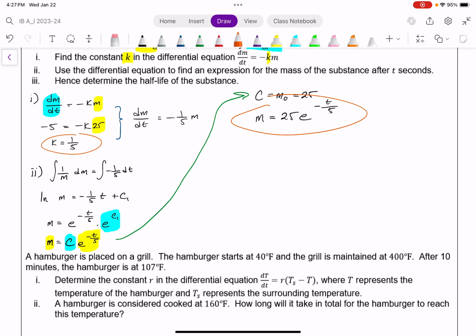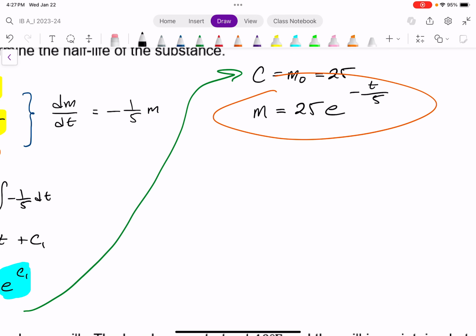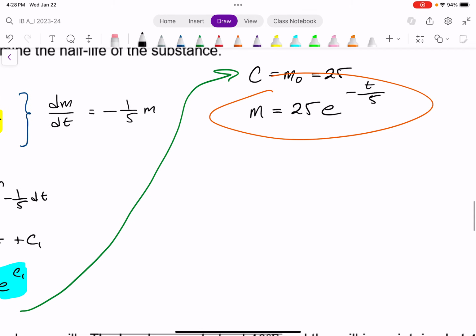Now I want to use this to find the half-life. Half-life is how long it takes for it to go from any mass down to half as much. We can see it starts at 25, so one thing I could do is use this equation to figure out how long does it take to go from 25 down to half of 25.